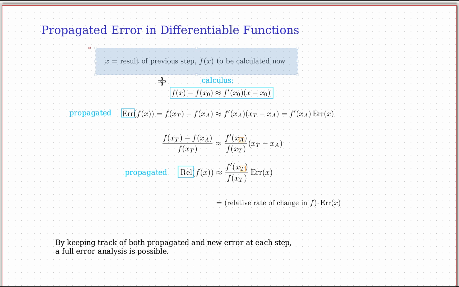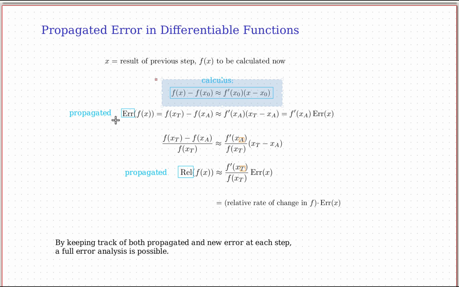Recall from calculus that if you know the derivative of the function at a particular point x naught, and you want to estimate the value of f at a nearby point x, you can do so because you know that the change in f of x minus f of x0 is approximately the derivative times delta x, the change in x. That's a fundamental identity in calculus. So we can apply that to this situation.